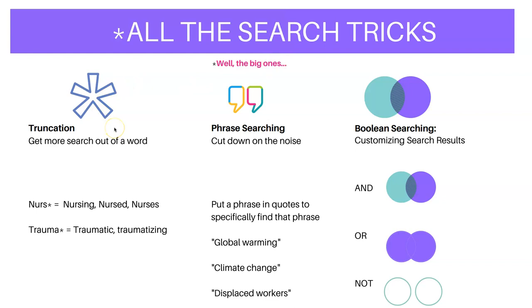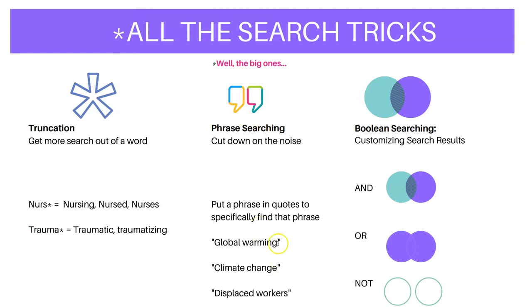First of all, truncation. Usually the asterisk is used, and what you do is take a word that has different suffixes, and you put the asterisk just to the point where it breaks, and it will search all of these words. Trauma, traumatic, traumatizing. Put in an asterisk, search this, and you'll get all these words. This is going to save you so much time and get you more quality things by using all the different types of ways that word is used when people are talking about it.